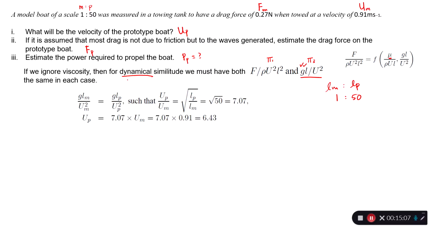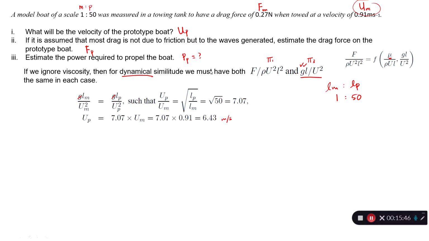If you rearrange, you can cancel out G because it's a constant. UP over UM equals the square root of LP over LM. Of course, LP over LM is 50, the prototype is 50 times bigger than the model. So there we have UP over UM, so UP equals UM times 7.07. UM is given here. Just put that in and you get the answer in meters per second.